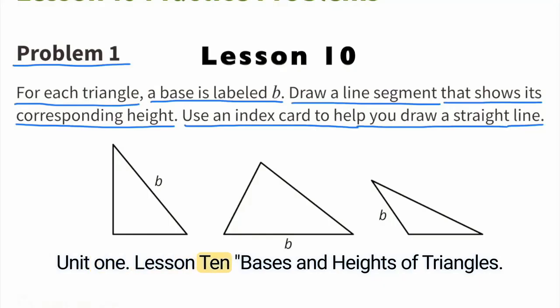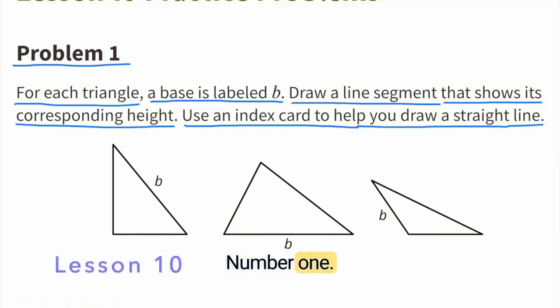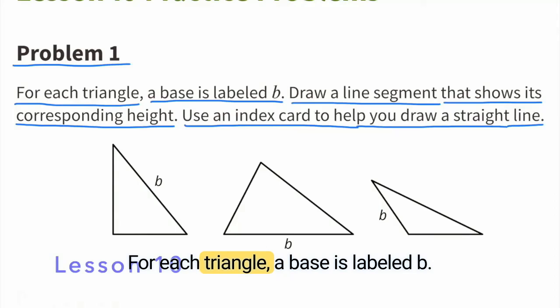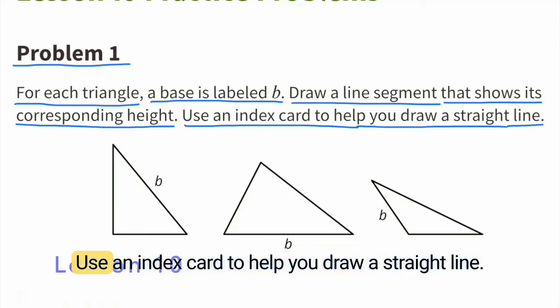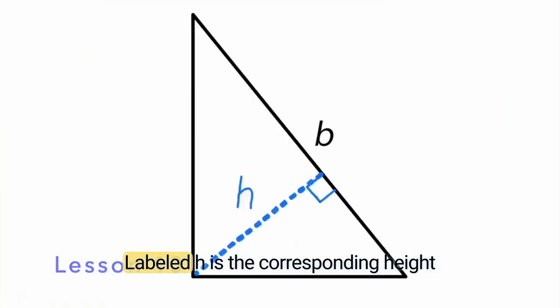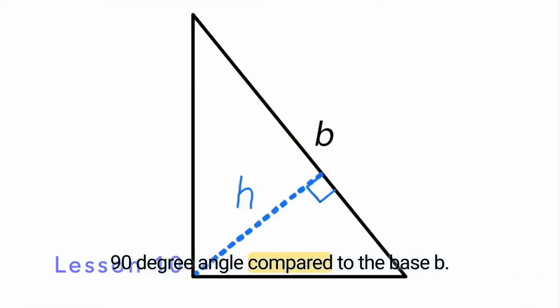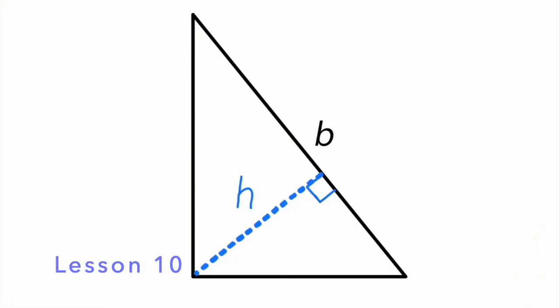Unit 1, Lesson 10. Bases and heights of triangles. Number 1. For each triangle, a base is labeled B. Draw a line segment that shows its corresponding height. Use an index card to help you draw a straight line. Labeled H is the corresponding height at a 90-degree angle compared to the base, B.